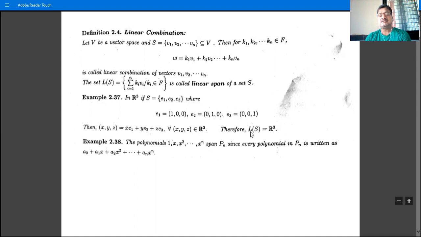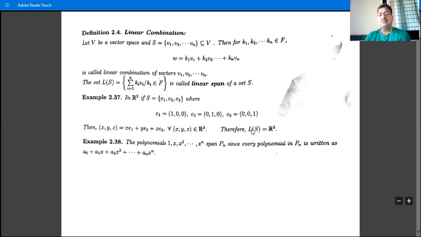So the set LS is called the linear span of the set S, and it is the set of all linear combinations of E1, E2, E3, the elements of S. Therefore it is equal to R3, because every element of R3 is expressed as a linear combination of these three vectors. And LS is the set of all linear combinations of E1, E2, E3.